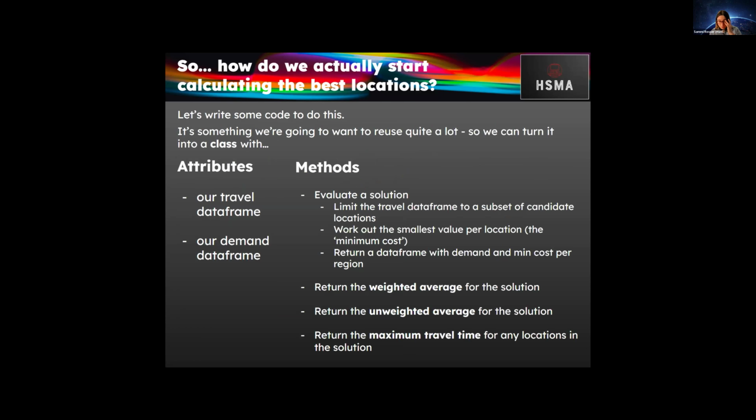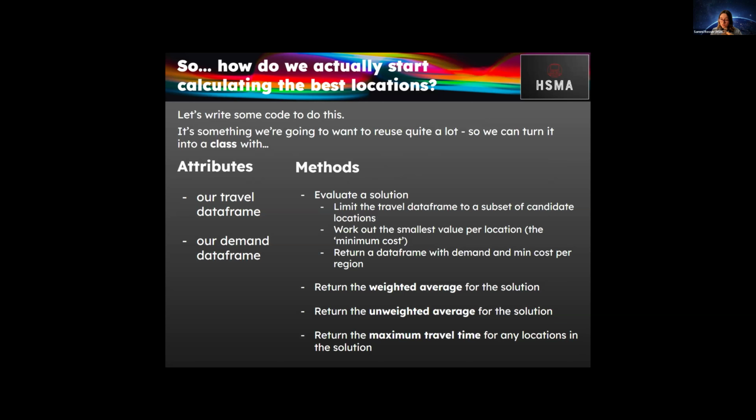And the great news is, you'll be really pleased to know that we provide this code for you. You just need to be able to use it, but it's useful to understand what's going on so that you can tweak it and expand it yourself. We're going to want to reuse this quite a lot, so it makes sense to turn it into a class. We're going to give it some attributes, our travel data frame and our demand data frame. And we're also going to give it a couple of different methods.